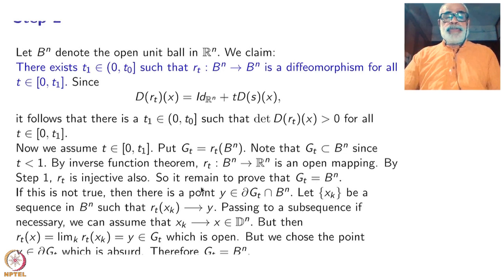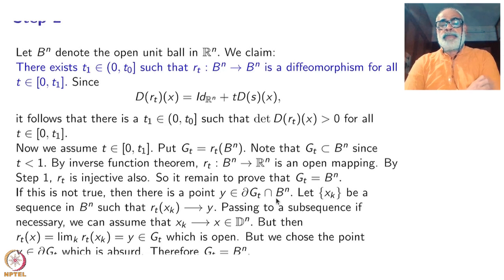Suppose Gt is not equal to the whole of Bn. We have already observed that it is inside Bn. So if an open subset is not the whole space, the whole space being Bn, another open disk, then there is a point y which is in the boundary of Gt but is inside Bn. Bn is after all a convex set. So you can take a boundary point, take a point inside Gt, join them, it will intersect the boundary of Gt somewhere, and that somewhere must be inside Bn already.